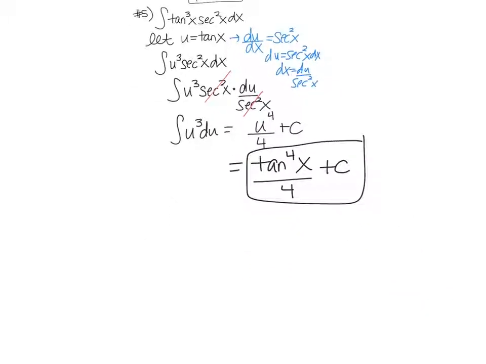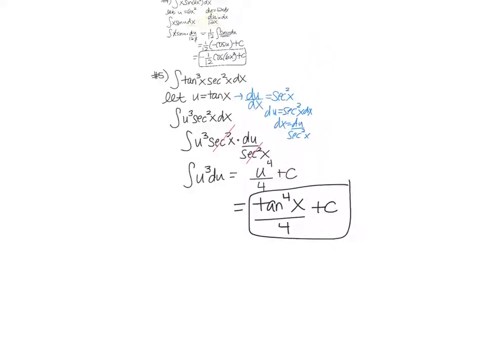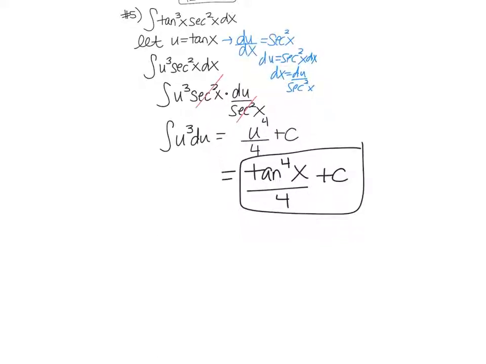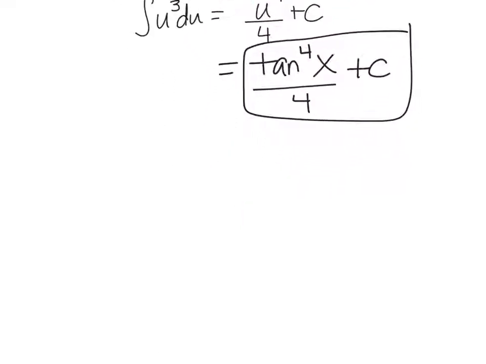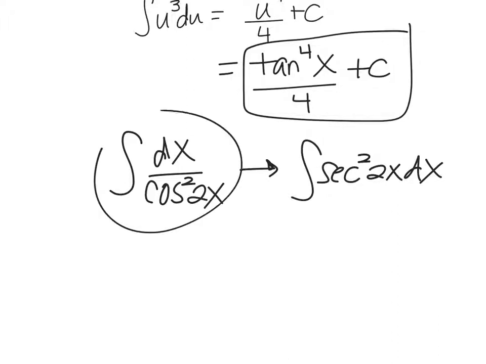All right, one last one. Do you want one more? No. No? You're good? Yeah. Okay. Is it different? A little bit. They give you an integral with dx over cosine squared of 2x. So what you should do is change that to the integral of secant squared 2x dx. If you can make this better, simpler, then do that. Okay? All right, great job.